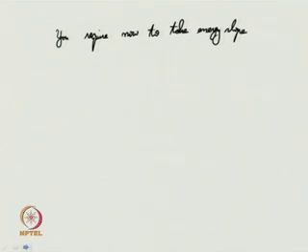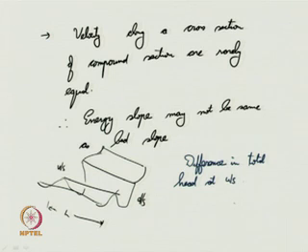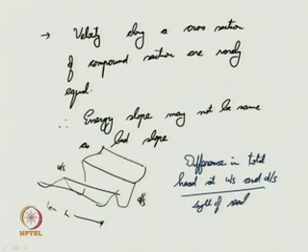So, you may calculate the total head at the upstream, and you may calculate the total head at the downstream. Subsequently, the difference in total head at upstream and downstream divided by the length of reach will give you the energy slope.